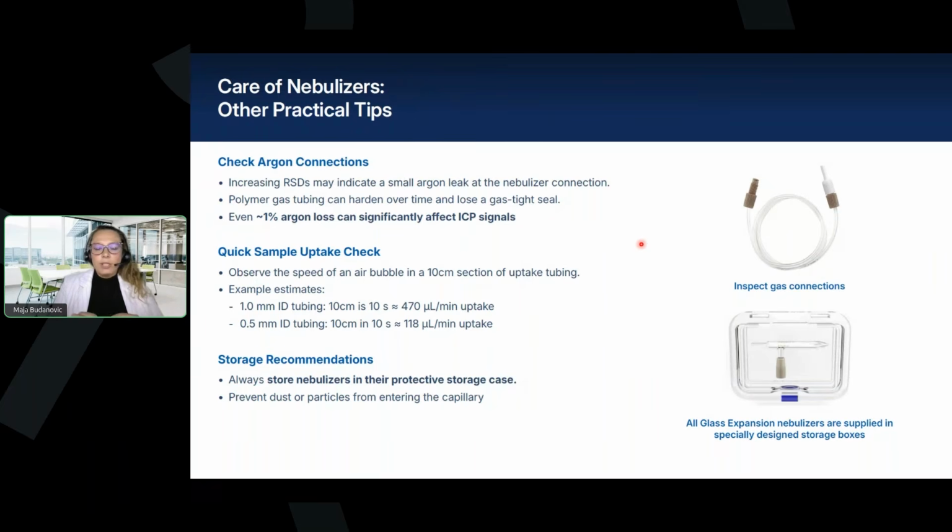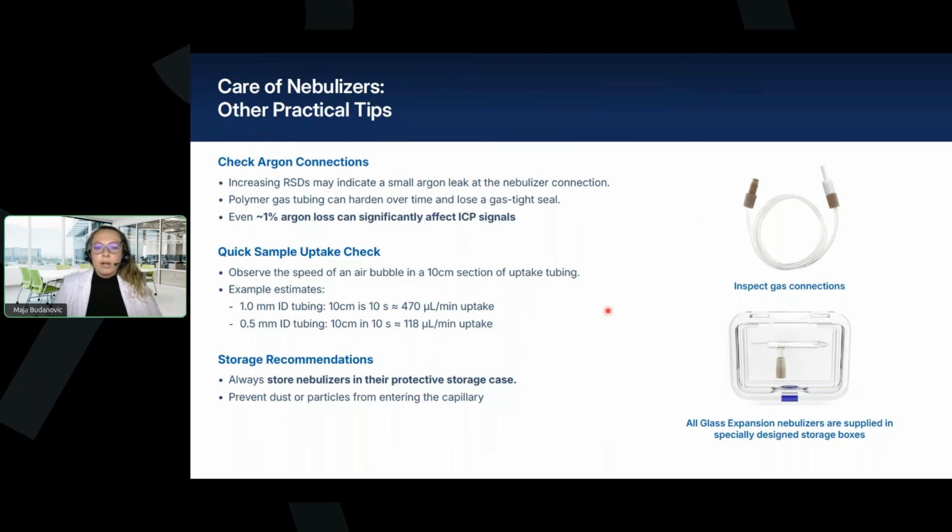The first one is checking the argon connection. If you start seeing any increased RSD values or unstable signals, a small gas leak at the nebulizer connection could be one possible cause. That's because over time, polymer tubing can become harder and may no longer provide a good seal. Another simple check is sample uptake, which we mentioned before.